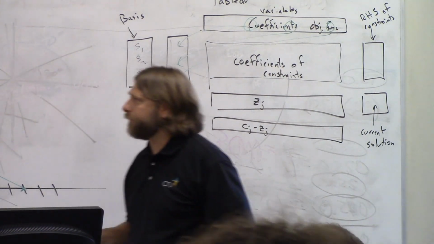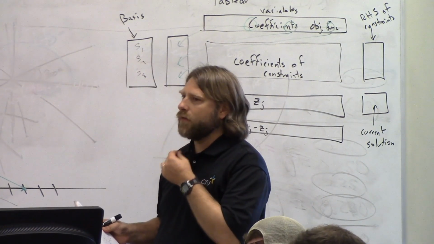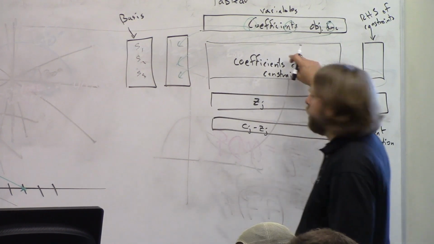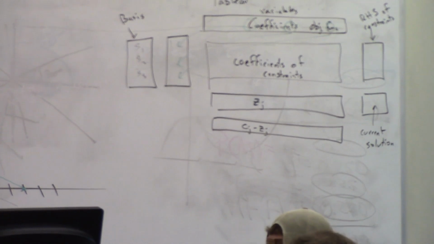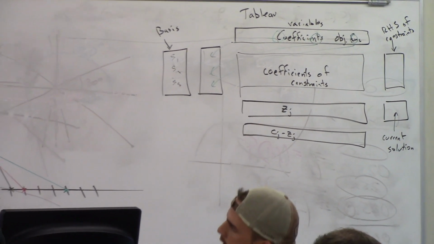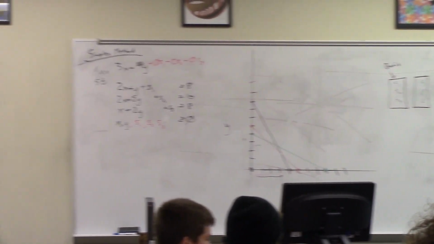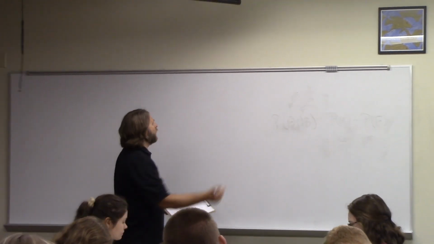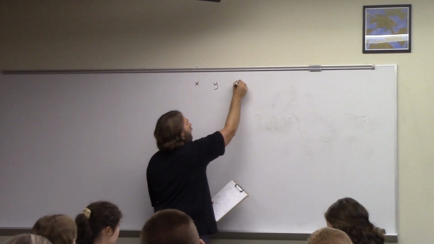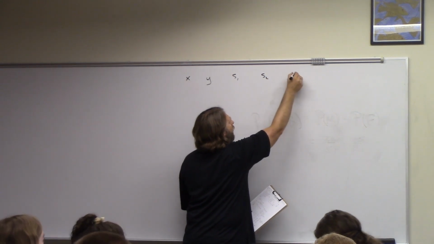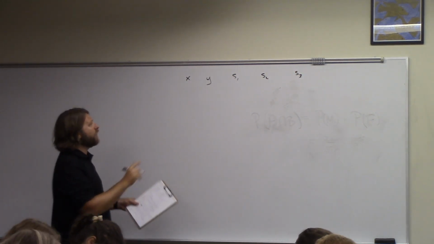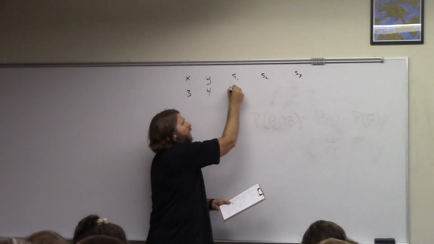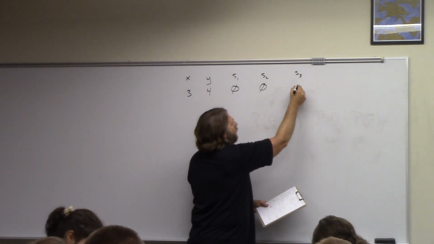So you put the coefficients of those three variables from the objective function in the second column, but they also have coefficients in the constraints, so do you put those there too? Yes, so let's do that. All right, so let's do our initial setup. Let's just do it in the same order that it is in our objective function right here. We have x, y, s1, s2, and s3. And what are the coefficients of our objective function for x, y, s1, s2, and s3?